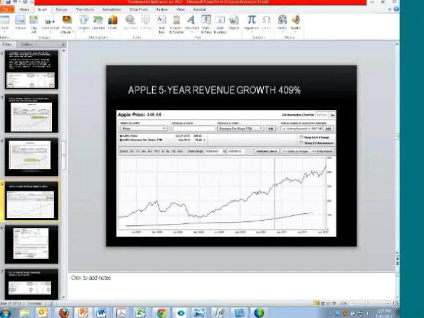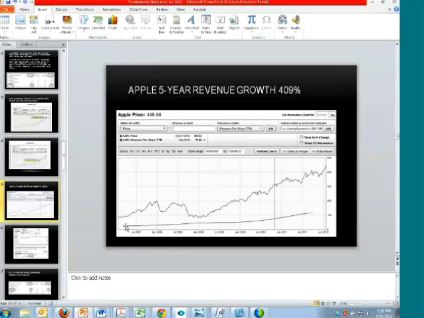So again, it displays the price chart for Apple stock, and then it also displays the revenue per share over that 5-year period. And again, you can take the cursor, get the ending value of the revenue per share, subtract the starting value, come up with a gain, and then divide it by the starting value, and you come up with a percentage gain. And Apple's been growing its revenue over the past 5 years at 409%. So over a 5-year period, that's roughly about 80% a year.